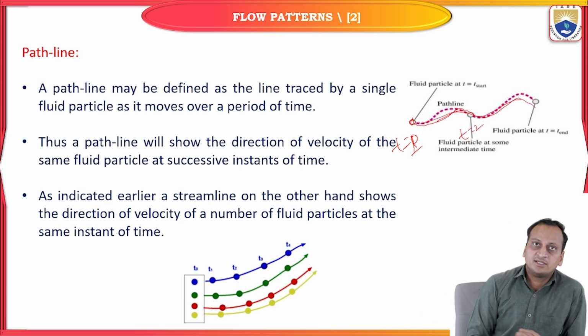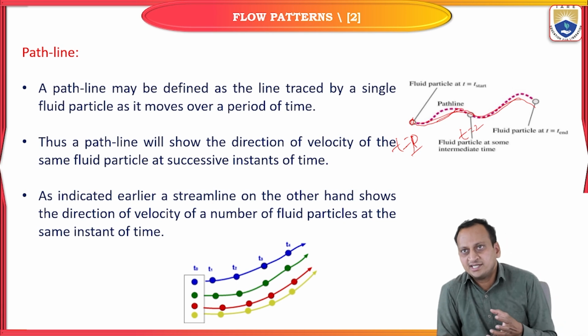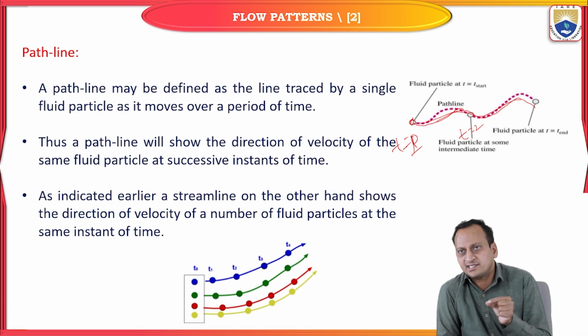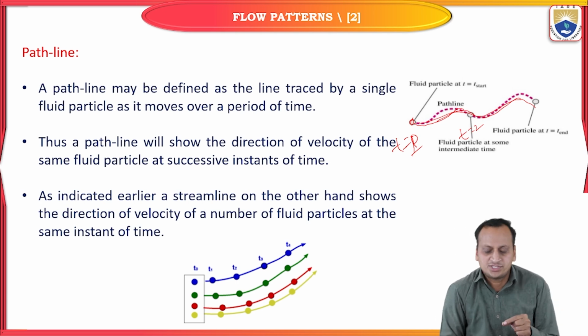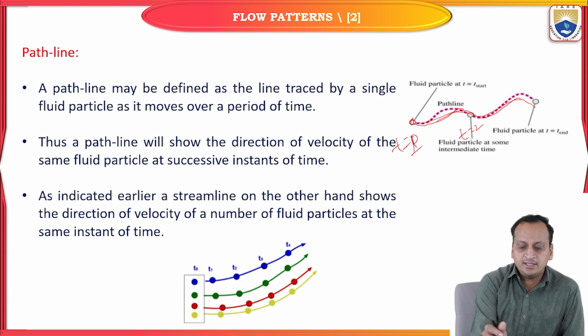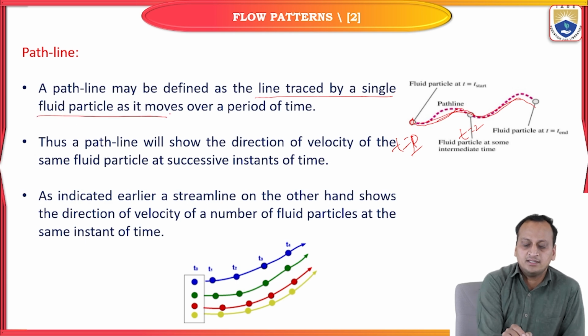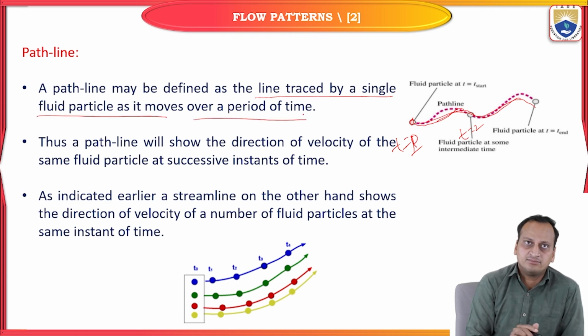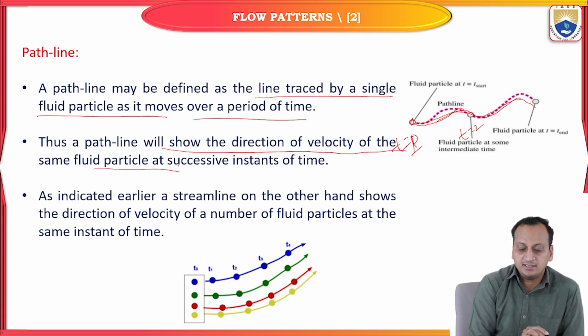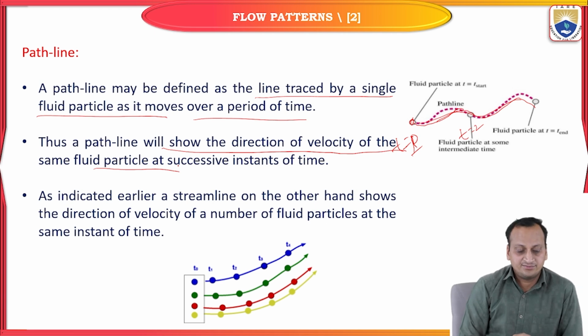So while a fluid flow is taking place, if you select a fluid particle at every second of time and connect its physical positions, then we will be getting a path line. A path line may be defined as a line traced by a single fluid particle as it moves over a period of time. That is known as path line. The path line will show the direction of the velocity of the fluid particle at successive instants of time.